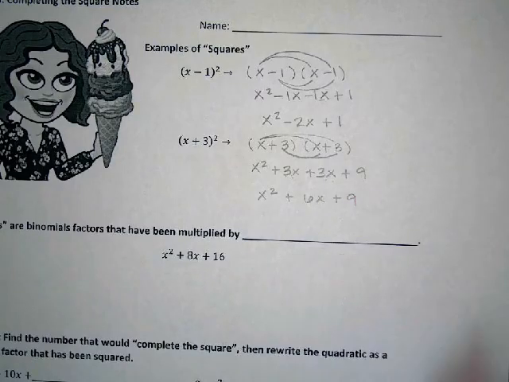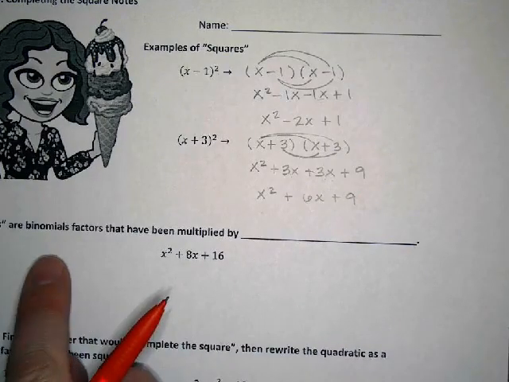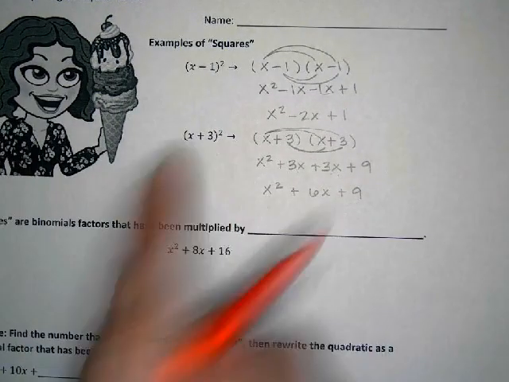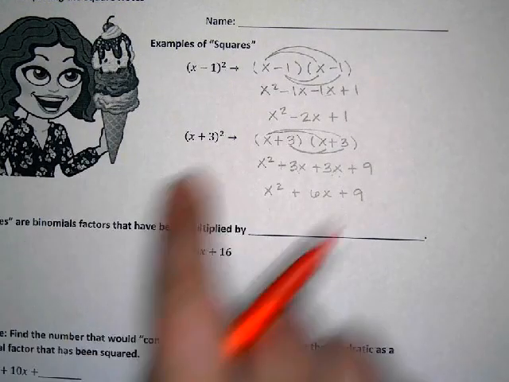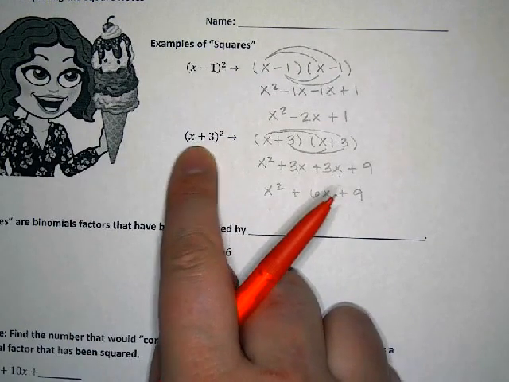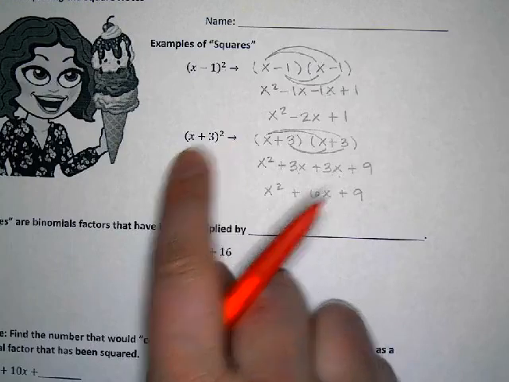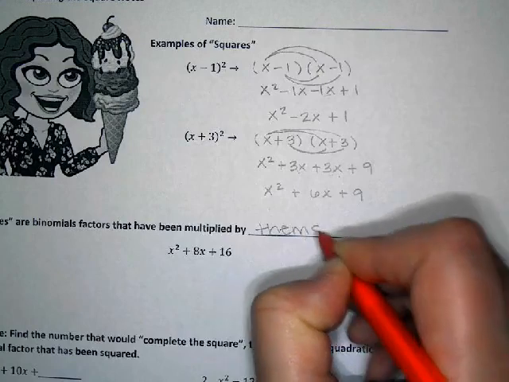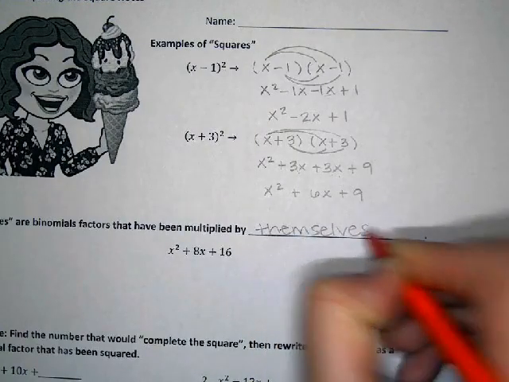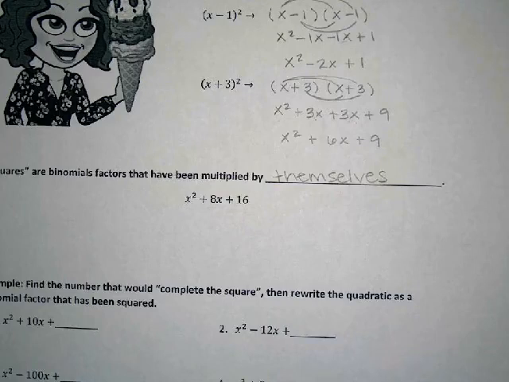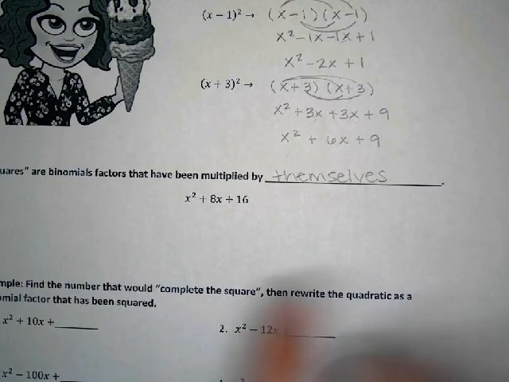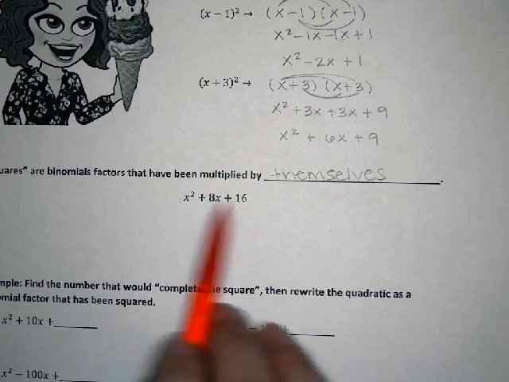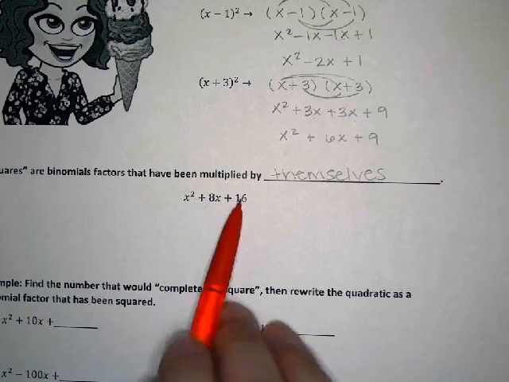Okay. So what we have is that squares, this x minus 1 squared, x plus 3 squared, these squares are binomials. Binomials means that it's got two terms inside. They're factors that have been multiplied by themselves. So what we're going to try to do is the reverse process on this. And that's what today is all about, doing the reverse process.